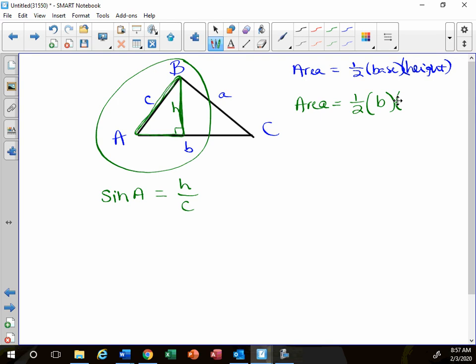We know SOHCAHTOA, right? How do I solve that equation for H? How do I get H by itself? Yeah, so do we agree that C times the sine of angle A is equal to the height? Okay, so let me plug that into our little equation over here.